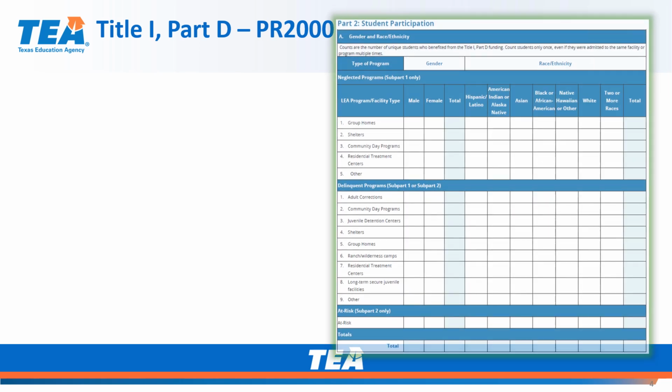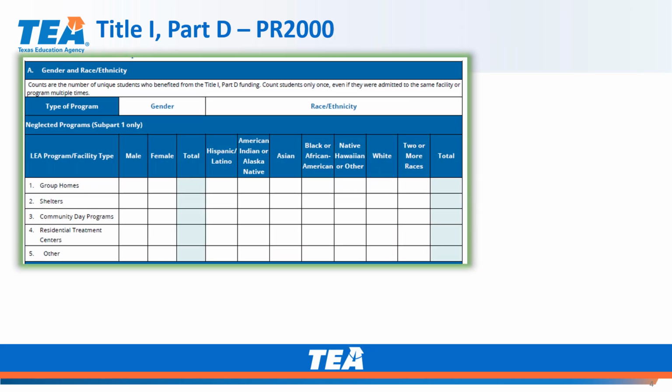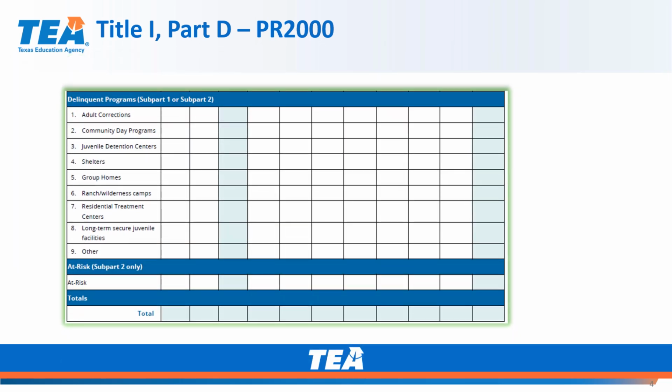In Part 2, student participation, the LEA and the state agency will fill out the gender and race ethnicity sections with counts per program facility type. State agencies will need to fill out the neglected section. LEAs and the state agencies will need to fill out the delinquent section. LEAs will then need to fill out the at-risk section.